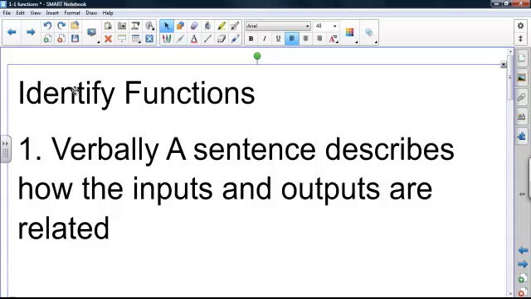The first is verbally. A sentence describes how the inputs and outputs are related. So a sample would be the output value is 2 more than the input value. Now your inputs, another name for input is domain. Another name for output is range.